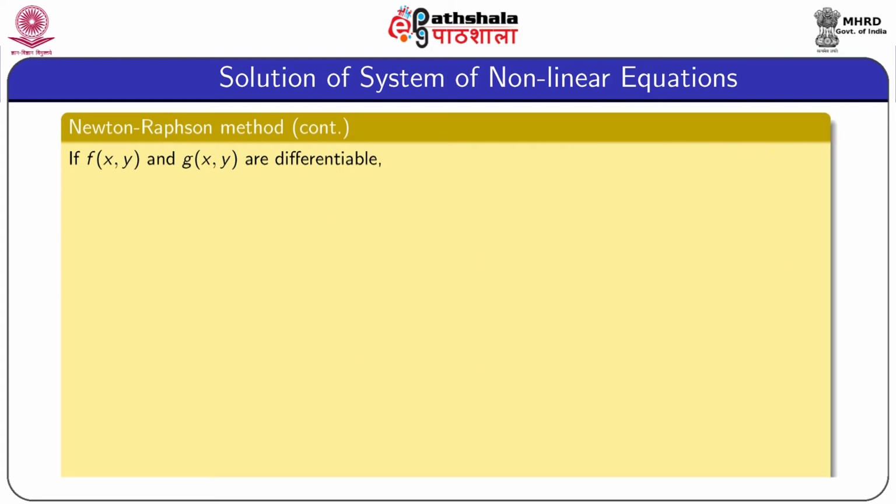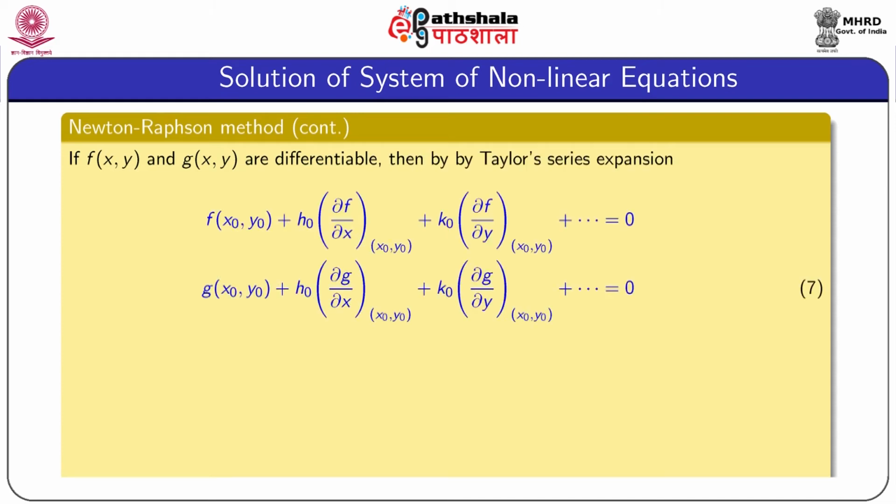Assume that the functions f(x,y) and g(x,y) are differentiable. Then by Taylor series expansion, f(x0 + h0, y0 + k0) = f(x0,y0) + h0 ∂f/∂x evaluated at the point (x0,y0) + k0 ∂f/∂y evaluated at (x0,y0) + ... equal to 0. And similarly from the second equation of the previous slide, the expansion of the function g is g(x0,y0) + h0 ∂g/∂x at (x0,y0) + k0 ∂g/∂y evaluated at (x0,y0) + ... equal to 0.